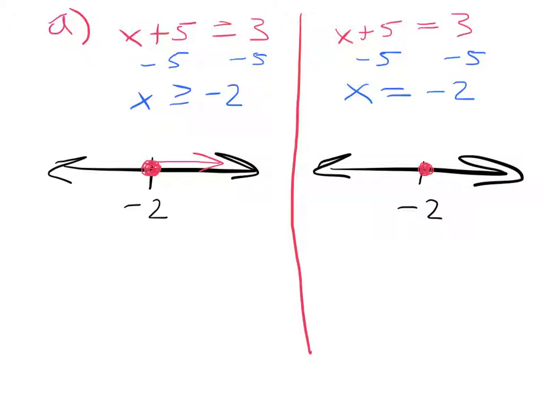But you see that the work has been exactly the same. The only difference is what are the answers. In the inequality side, this says that any number that's negative 2 or larger is going to work. That means negative 1, 0, 15, 37, it'll work. On the equality, there's only one answer, negative 2, and nothing else is working. All right, let's look at B.